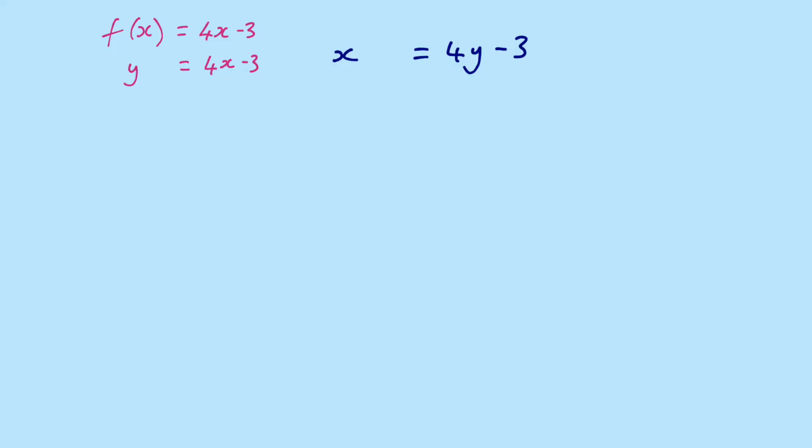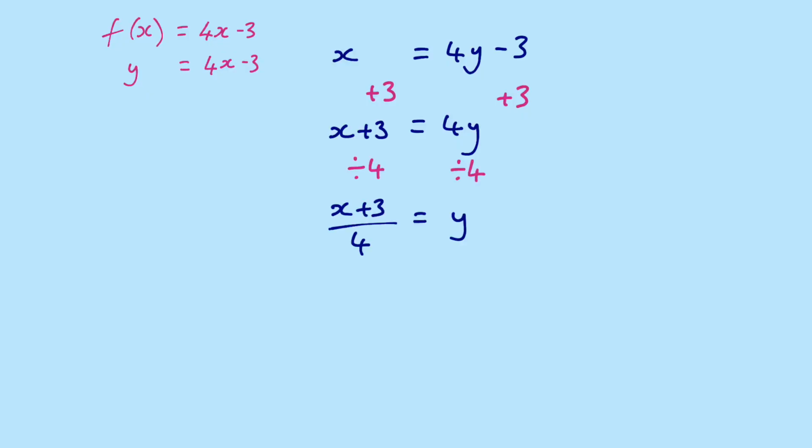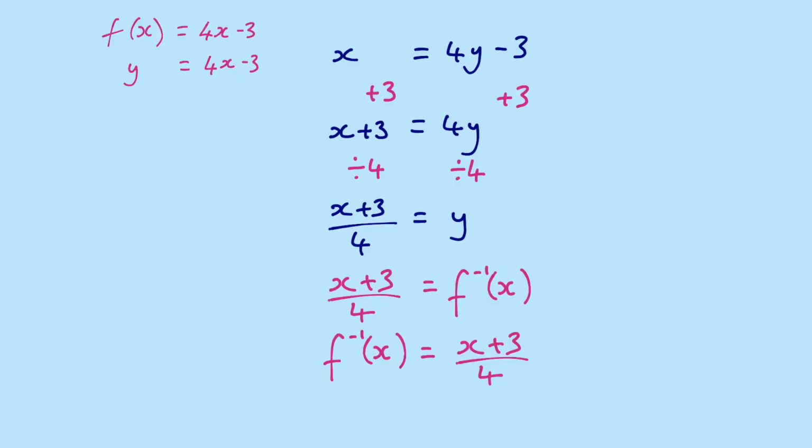What we do next is we rearrange to get the y by itself. So we'll add 3 to both sides, then we'll divide both sides by 4, and then we end up with y equals x plus 3 over 4. Now, as this is the inverse function, it is important to use the correct notation. So instead of writing y here, we will write f to the minus 1 x. So here we have our inverse function.